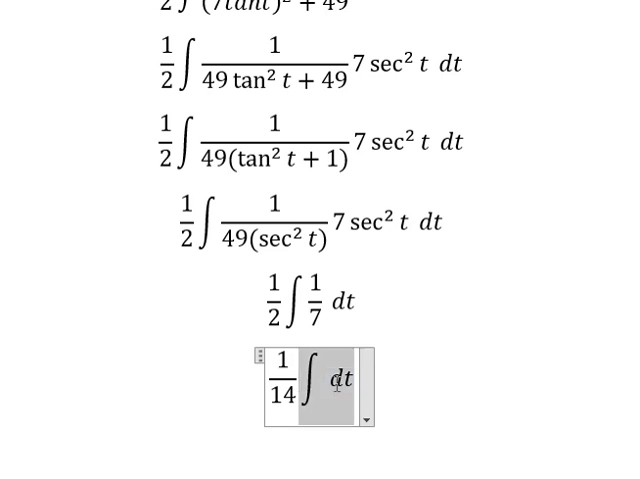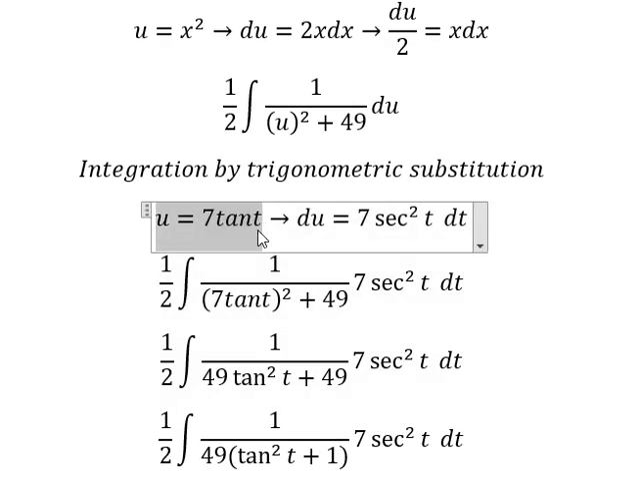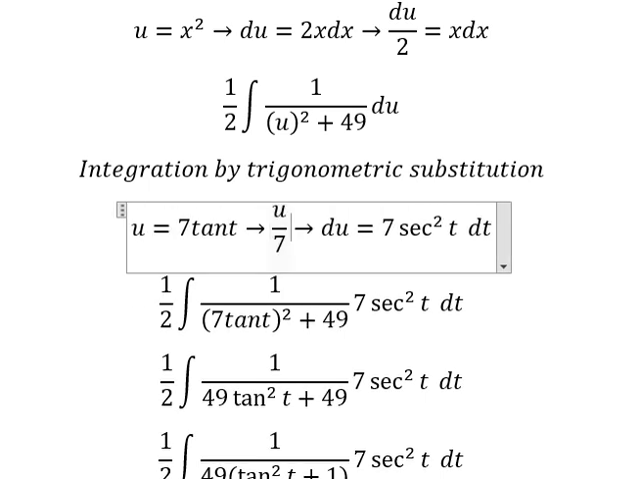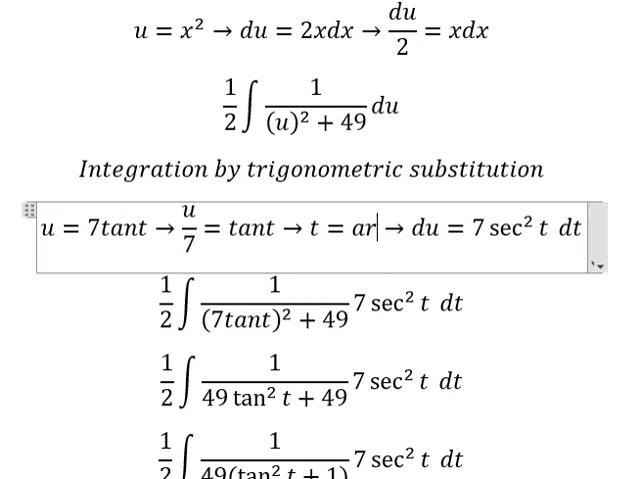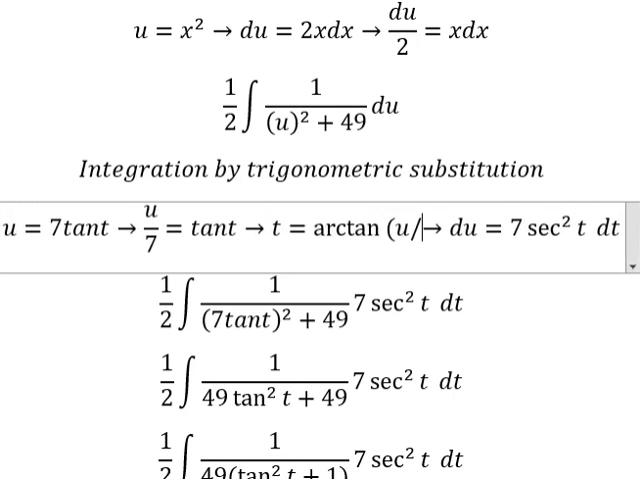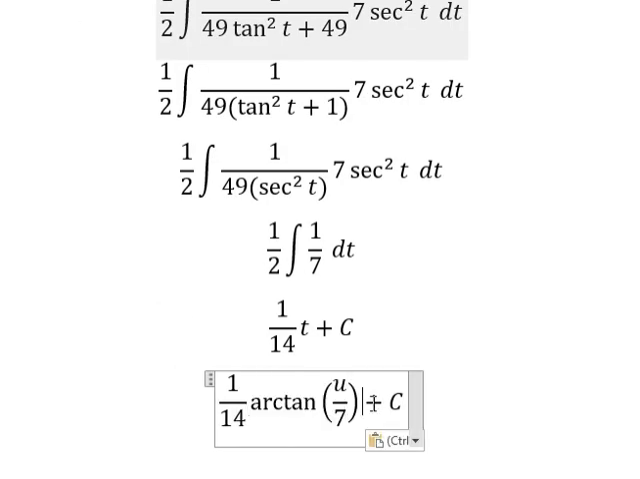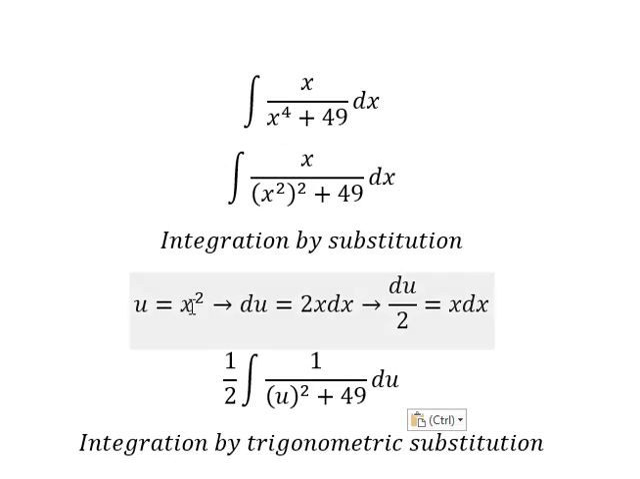So the integration of dt we have t, and I will put plus c. About t, that is about this one. So we need to divide both sides by number 7. And now we have t equals arctan of u/7. So I will put this one to change for t. About u, that is s squared.